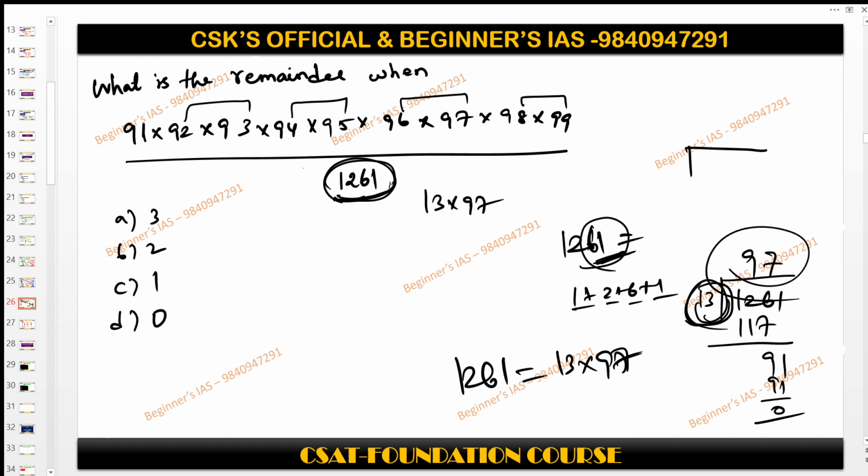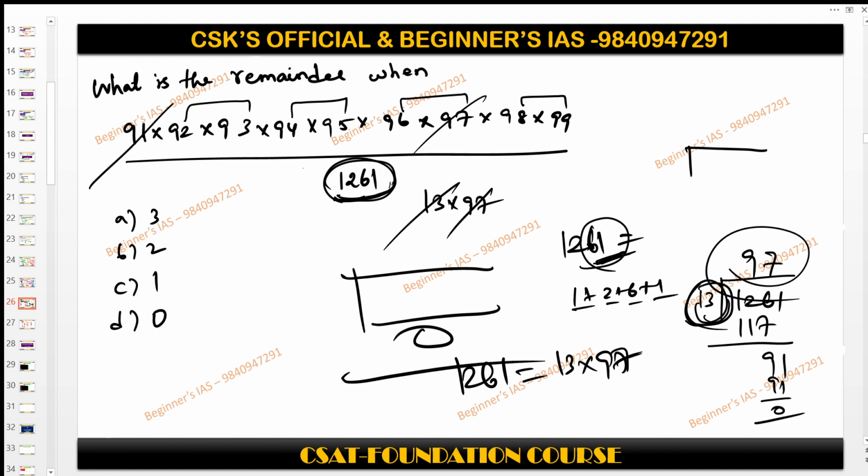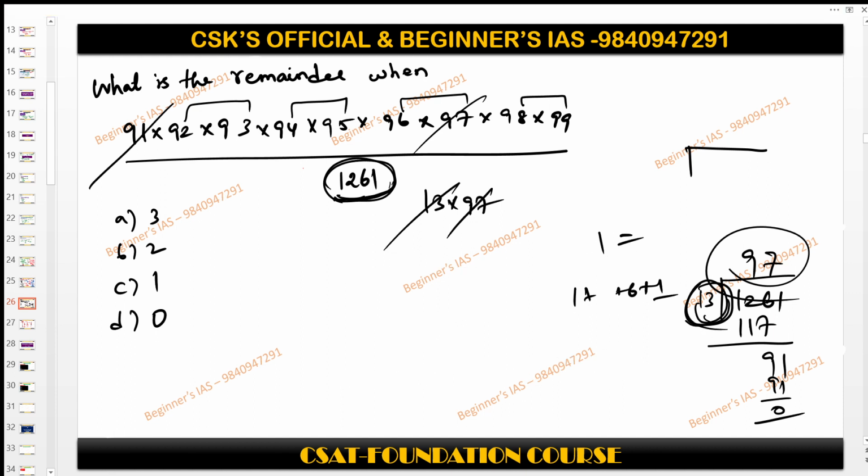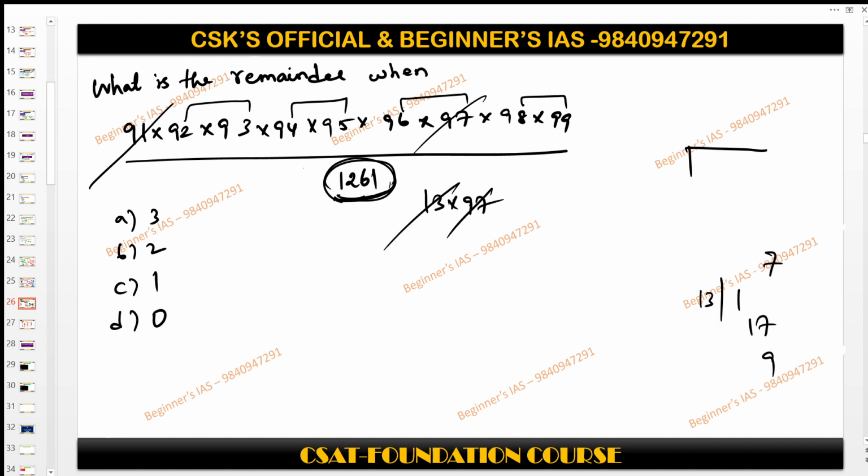Now listen carefully. 97 gets completed, then 13 here gets completed. The denominator divides the numerator completely. When it completely divides, the remainder is 0. Clear? So when the question came in the exam, I left this question.